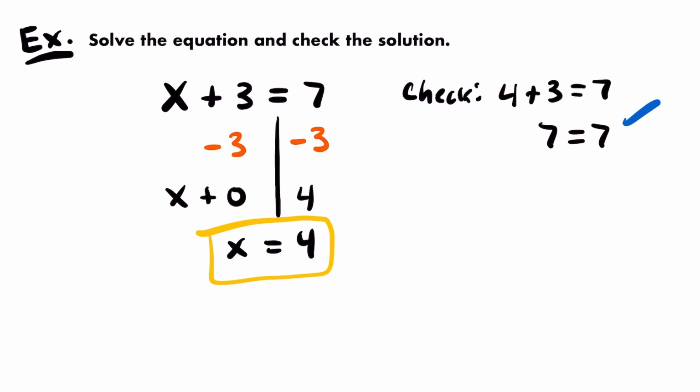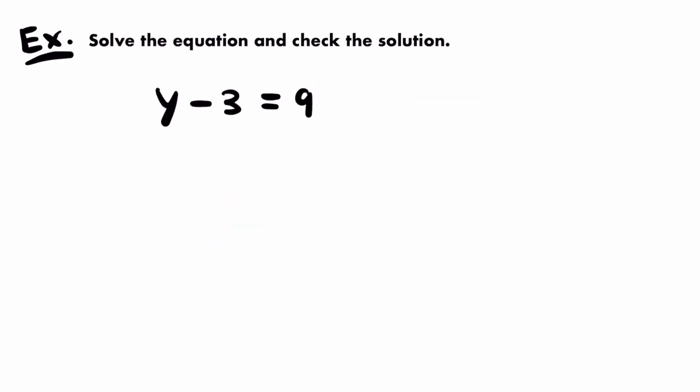Let's take a look at another example. This time our equation is y minus 3 equals 9. And so this time we have a different variable. It's not x but y, but that doesn't matter. We still have an equation in the form of a variable plus a constant equal to another constant.